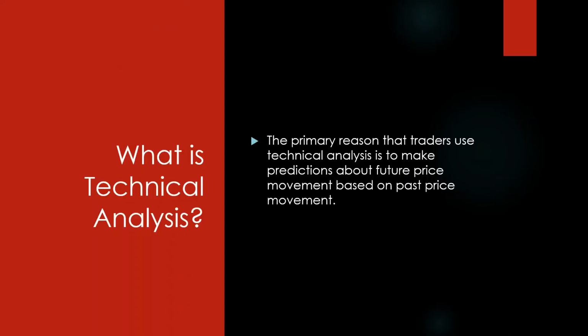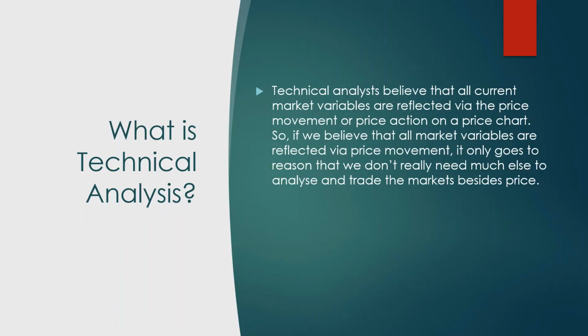Now, the primary reason that traders use technical analysis is to make predictions about future price movement based on past price movement. Technical analysts believe that all current market variables are reflected via the price movement or price action. And this is what we call price action. We don't really call it price movement. It's the action of price, how price is moving on the chart.